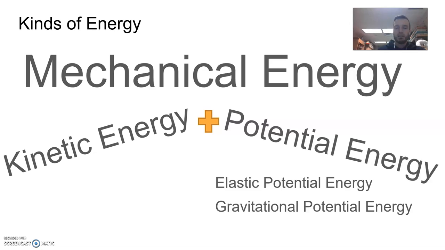So kinetic energy has its own equation, potential energy has its own equation, and under potential energy, that means stored energy, we have elastic potential energy. So if I compress a spring, I'm storing energy in a spring. And then gravitational potential energy would be like if I lift something up off the ground, that I did work against gravity, and if I let it go, gravity is going to do work on that object. So that's how we store that gravitationally.